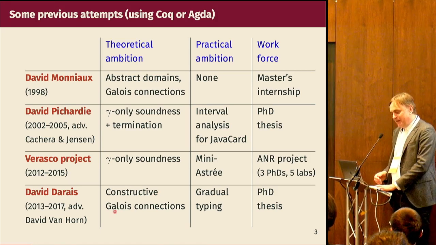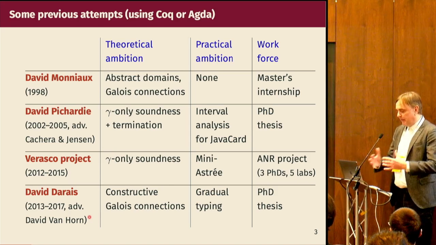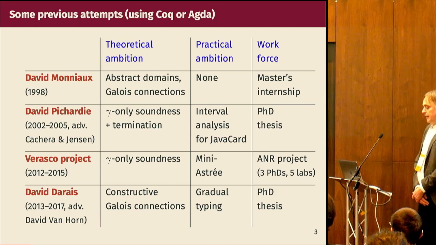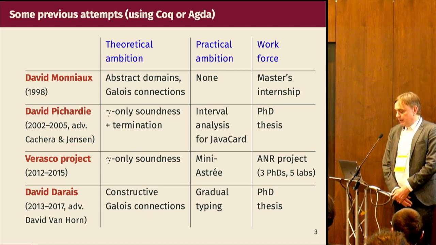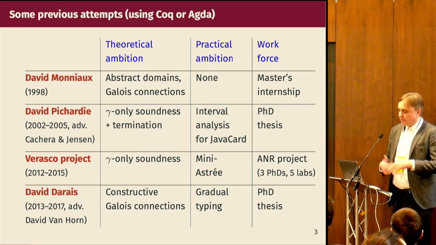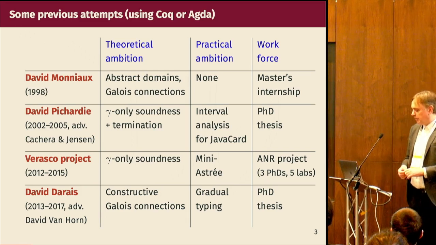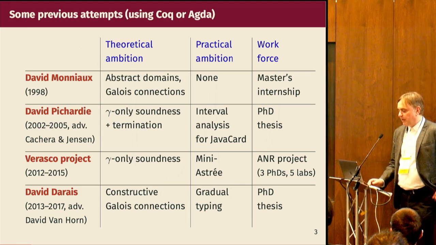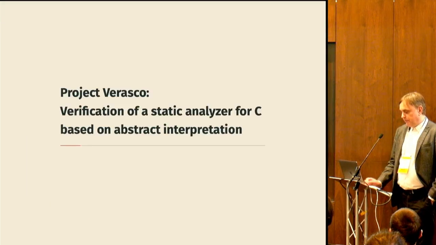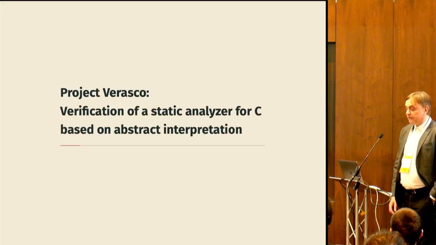And then the more recent work, which goes back to the PhD thesis format, is the one of David Darais, advised by David Van Horn, which presents a new kind of Galois connection, or a special kind of Galois connection, that they call constructive Galois connections, with application to gradual typing. And I'll try to discuss David Darais' approach a little bit at the end, but let me start with a quick recap on Project Verasco.